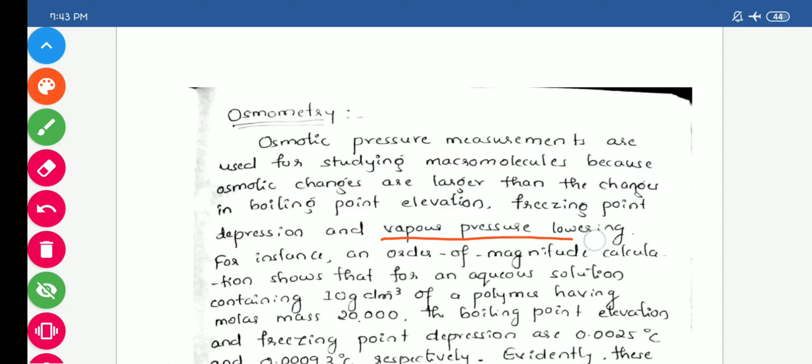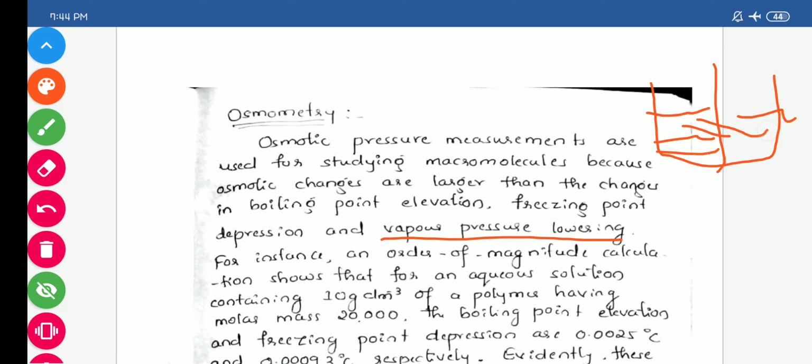Then what do you mean by osmotic pressure? Osmotic pressure is the minimum pressure which needs to be applied to the solution to prevent the inward flow of its pure solvent across the semi-permeable membrane. That is called osmotic pressure. For example, the solvent is flowing through this semi-permeable membrane. This minimum amount of pressure applied on the solution to prevent the flow of the solvent molecules is called the osmotic pressure.